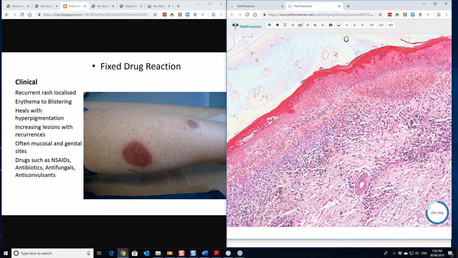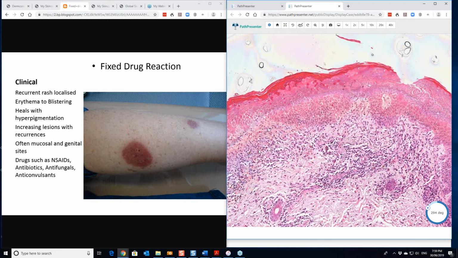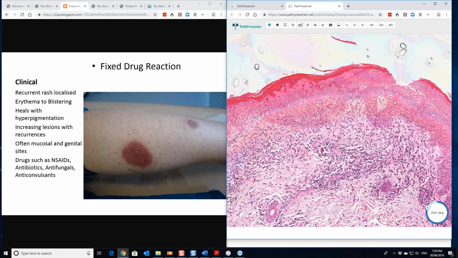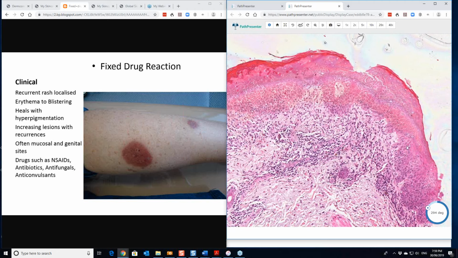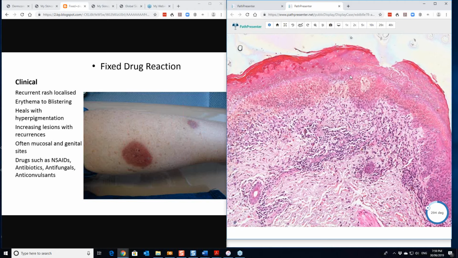Often you can get significant edema here, and that's when you'll get your blister. Look at the damage in that epidermis here. It's almost necrotic. Then you start to get back out to something resembling an epidermis here.